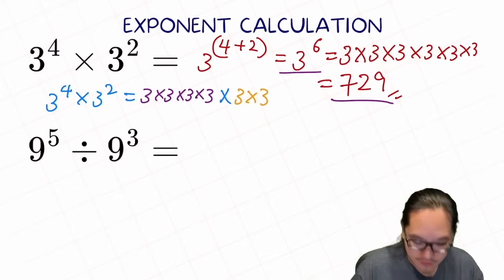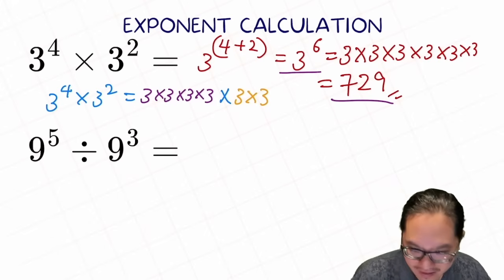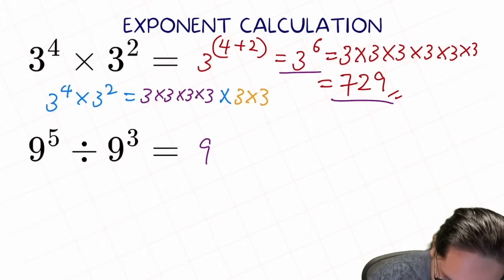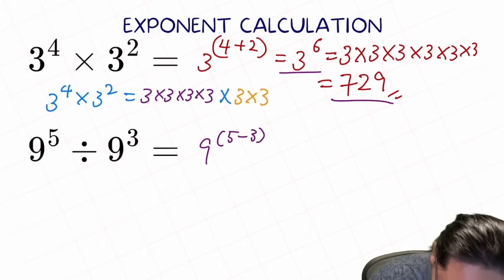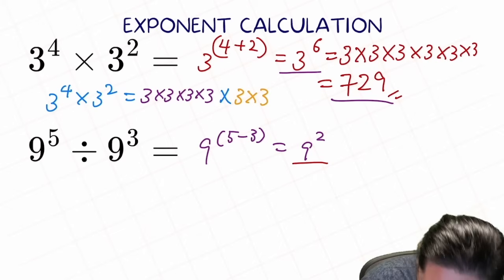So let's try another one. So now we have the next question. 9 to the power of 5 divided by 9 to the power of 3. We know that quite easy, right? With one of the exponent rules. 9 to the power of 5 minus 3 is equal to 9 to the power of 2. So that could be part of the answer.